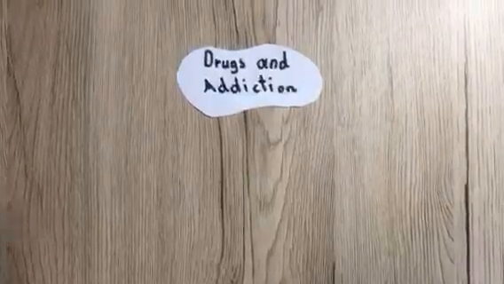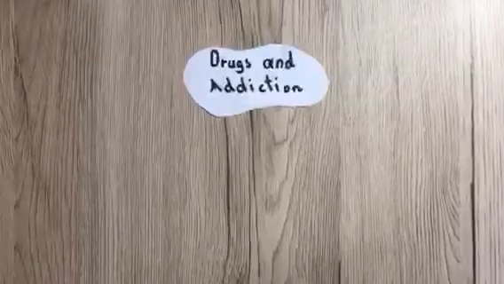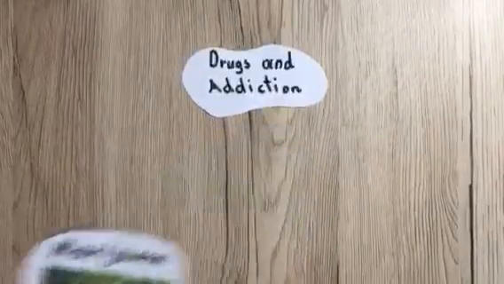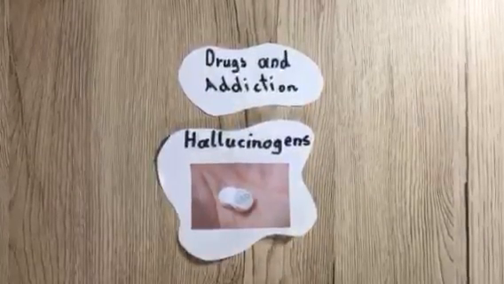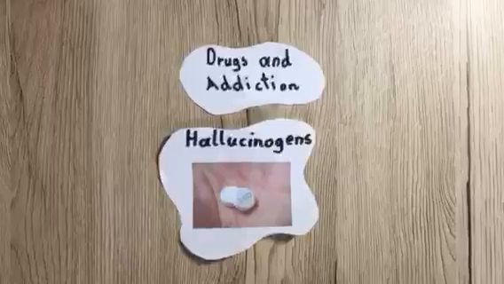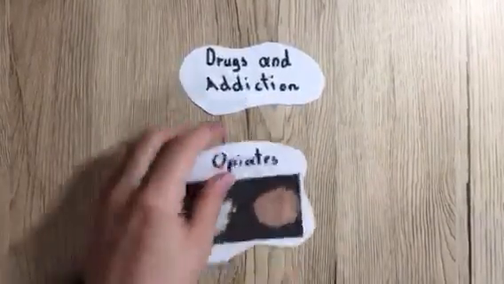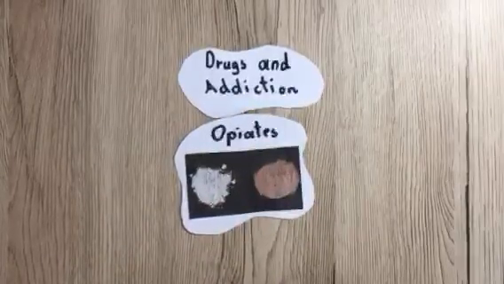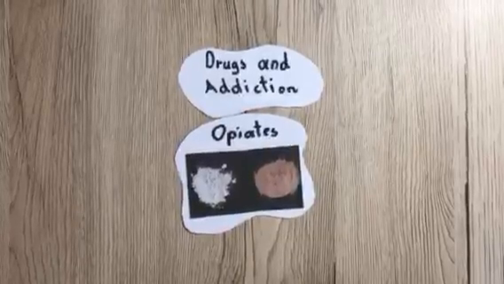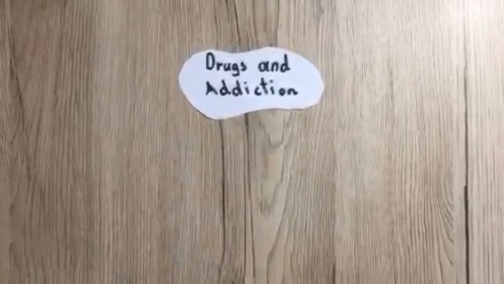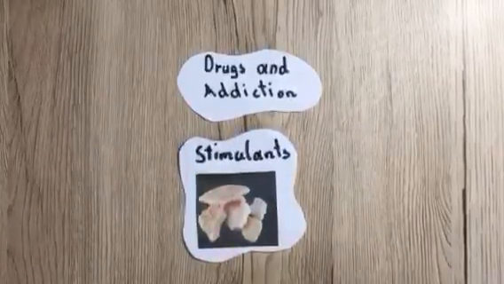Now I will talk about the different categories of drugs. The first category is marijuana. The next group is hallucinogens, like LSD and ecstasy, which cause hallucinations and trips. Moving on, the third category is opiates, for example heroin and morphine, which can cause serious damage to the immune system. Then the next one is stimulants, for example cocaine and crack.